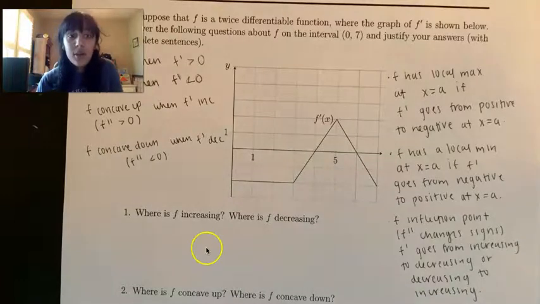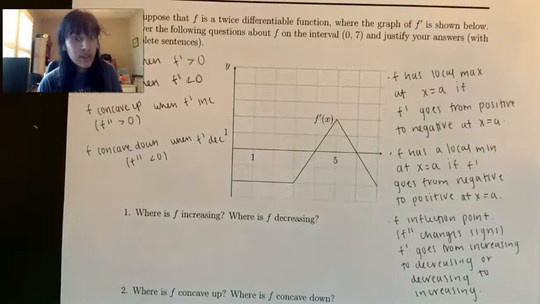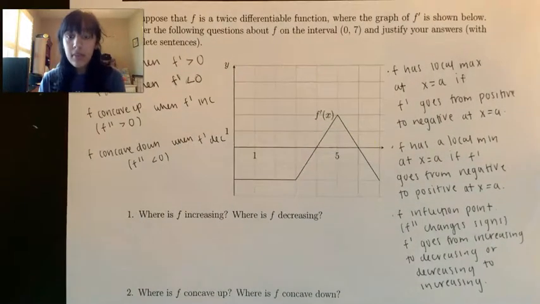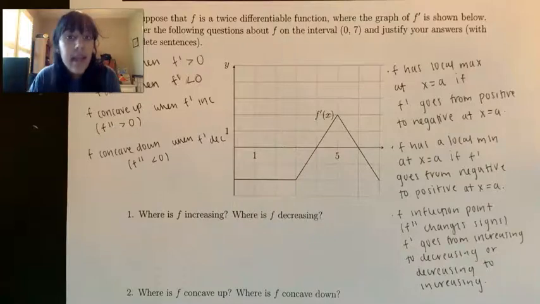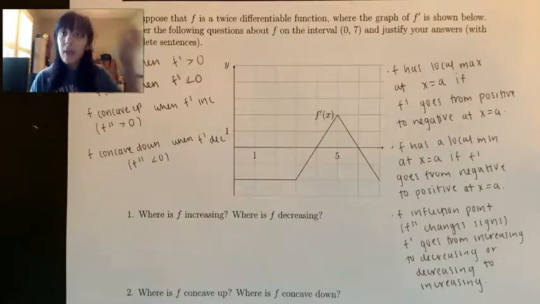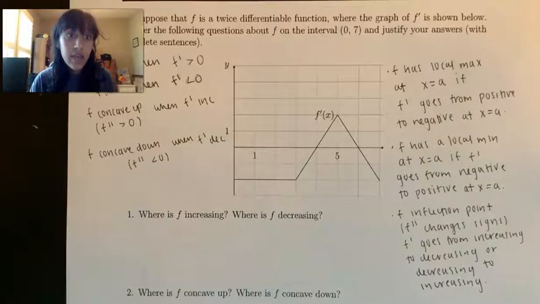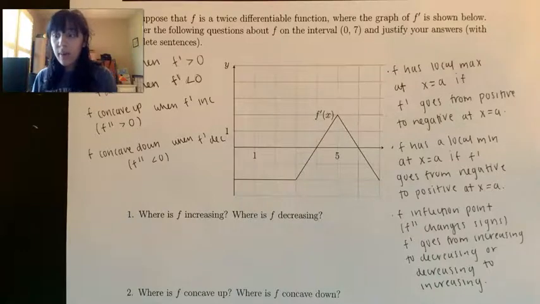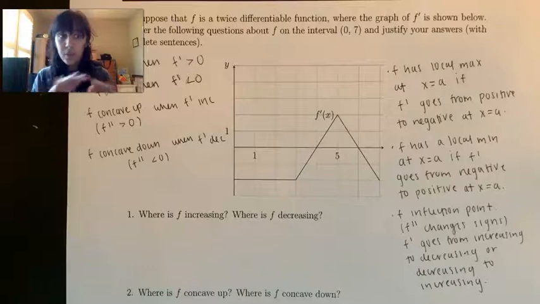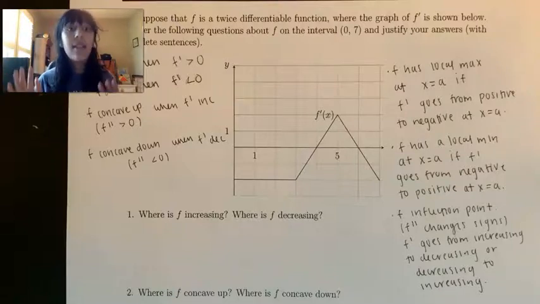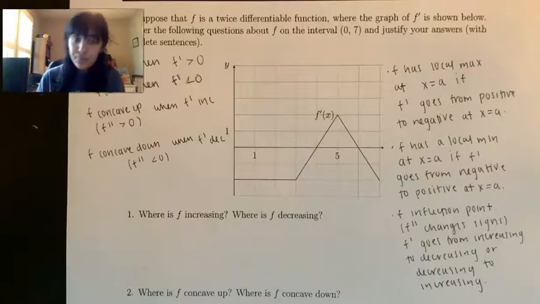Okay, so now that we have all these rules, we're going to get into the first question. And they're all going to be based on this graph. Suppose that f is a twice differentiable function where the graph of f prime is shown below. Answer the questions about f on the interval 0 to 7 and justify your answers with complete sentences. The format of how I'm going to write the answers is restating the question with the answer, and then you write the rule and the justification.